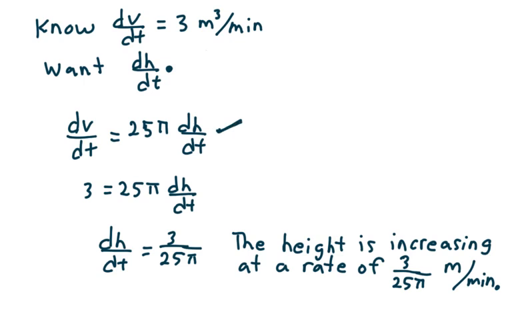But we know that dV/dt is 3 cubic meters per minute, and we want to find dh/dt. So we plug it in. We say 3 equals 25 pi dh/dt. So dh/dt is equal to 3 over 25 pi. And so what that tells me is that the height is increasing at a rate of 3/(25 pi) meters per minute. And that's how we do the second example.